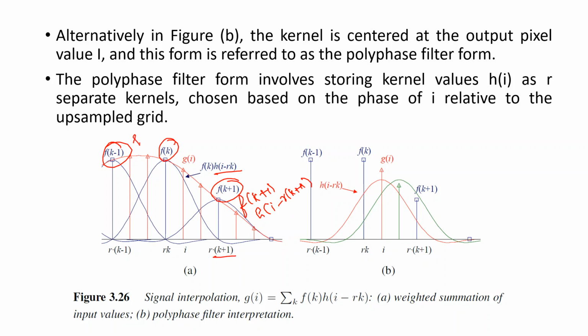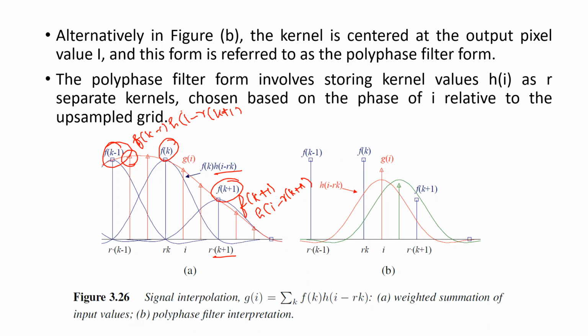So here f of k minus 1 into h of I minus r of k minus 1. On performing the multiplication, we are getting the result, and that is represented as g of I. This is the interpolated one. The B figure represents the alternative view of the same process.